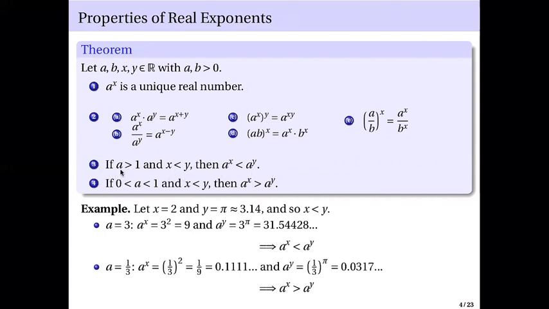As long as your a is greater than 1 and x is less than y, a to the x will also be less than a to the y. As long as your a is between 0 and 1, not including 0 and 1, and your x is still less than y, the value of a to the x will be greater than a to the y. Okay? Question?